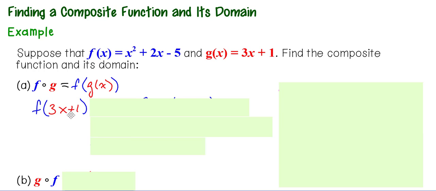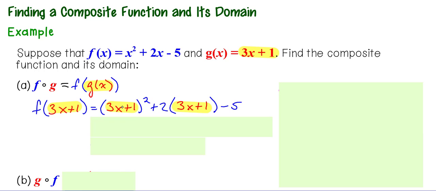And what we're going to do is place g of x, the function 3x plus 1, in where the g of x is within the f of g of x. And the next step would just be to replace 3x plus 1 wherever there is an x in the f of x equation. Okay, so we would end up with 3x plus 1 squared plus 2 times 3x plus 1 minus 5.